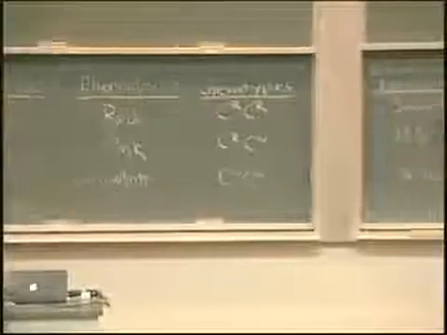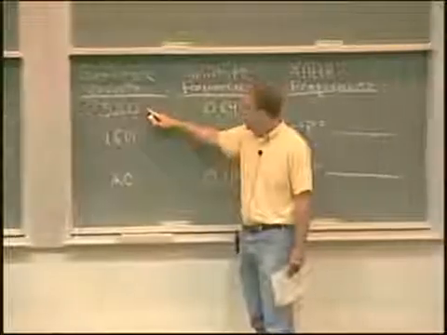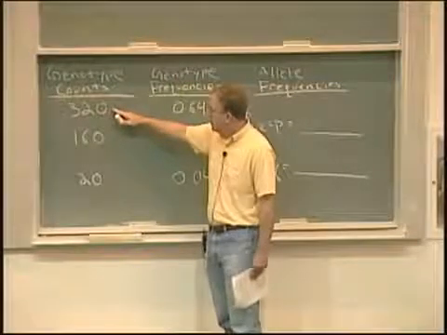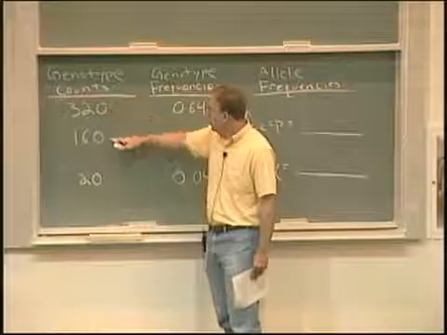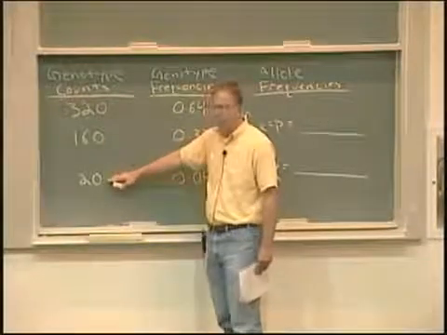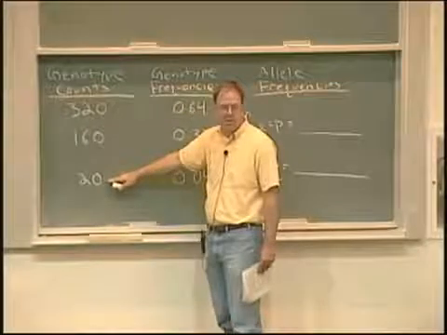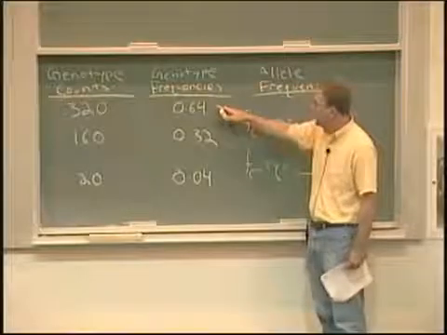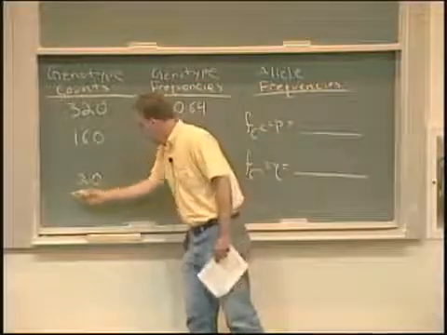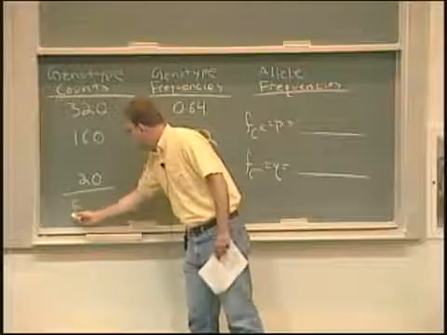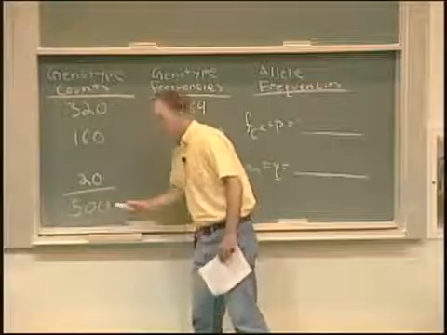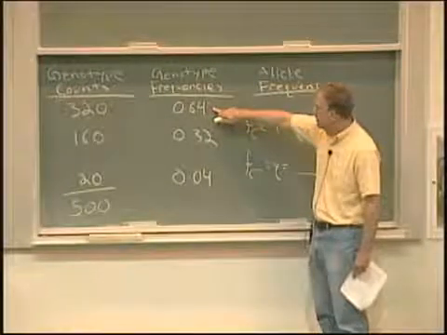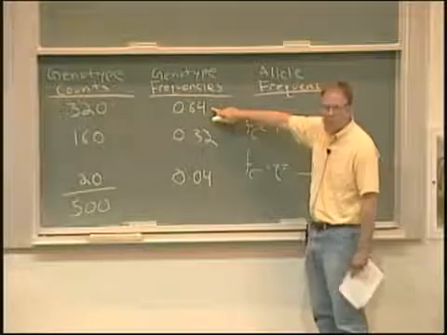Now we're actually looking at a population, some population of flowers. And you go out in the field and you count that there's 320 individuals that are red or that have the CR genotype, 160 individuals are heterozygous, and 20 individuals are homozygous for the CW allele. From these, you can actually pretty easily calculate the genotype frequencies, right? If you were to find out the total number of individuals that you counted up, there's 500. True? And so the frequency of the CR genotype is just 320 divided by 500.